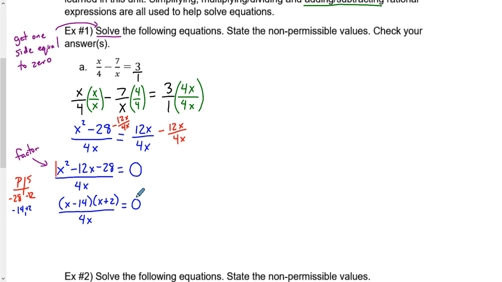Now that we get to this stage, what we want to look for is whether we can cancel anything out. We do not want to cancel before. We also don't want to get rid of our denominator here until we have it factored. And that's actually going to be our next step.